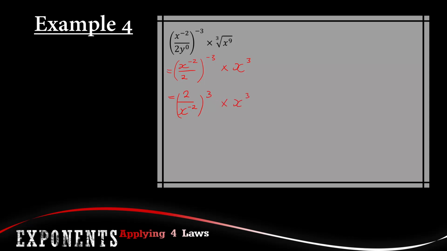Now I'm going to make this positive by taking the base up and then make the exponent positive. So 2 to the power 2 times x to the power of 2 cubed times x to the power 3, and then I can take my exponent in to all the bases. So 2 to the power 3 is 8, x to the power of 6 times x to the power 3, and then we multiply the same bases, so x to the power of 9.